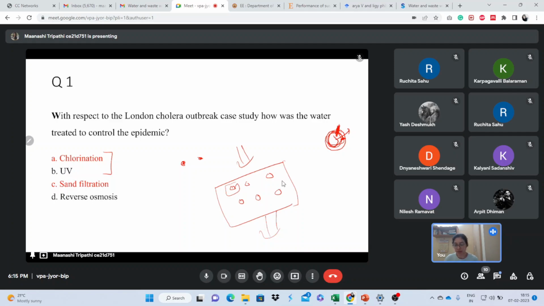In older times, UV, chlorination, which is a very old technology, and sand filtration were used to control epidemics. With sand filtration, they removed very big particles, and by chlorination, they killed all the harmful microorganisms or pathogens that were present in the water body.